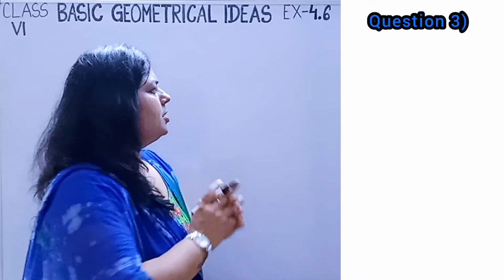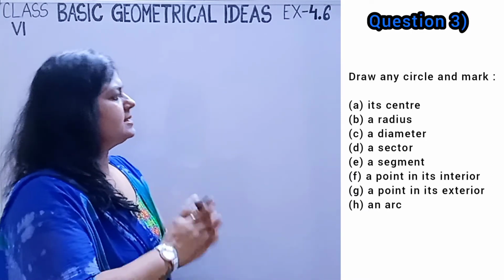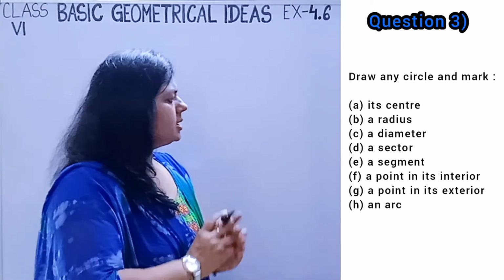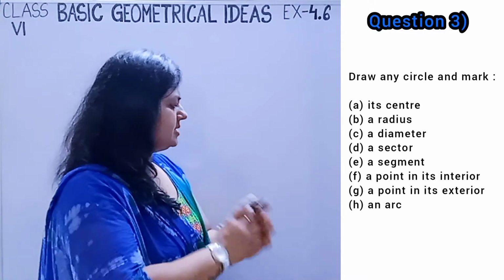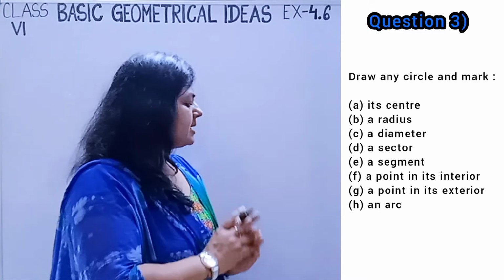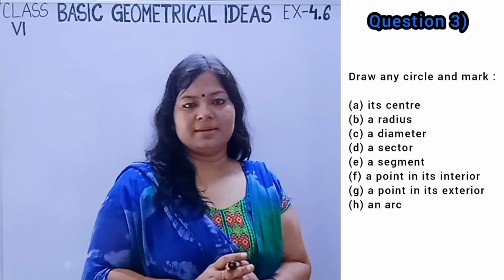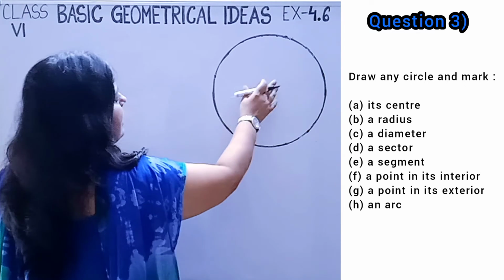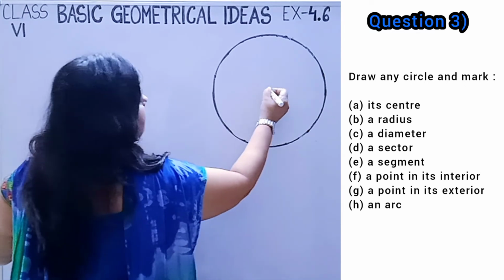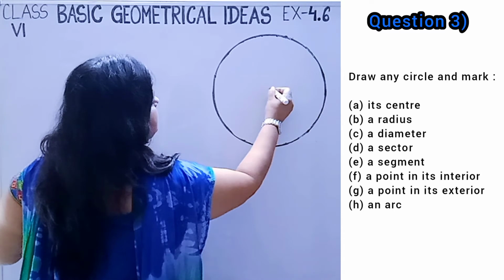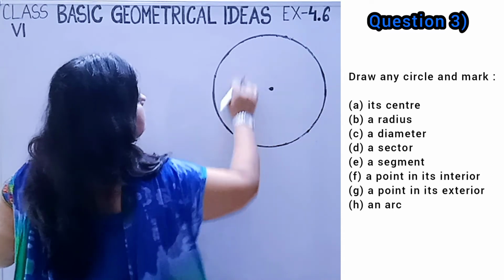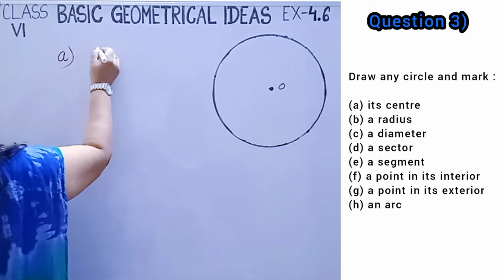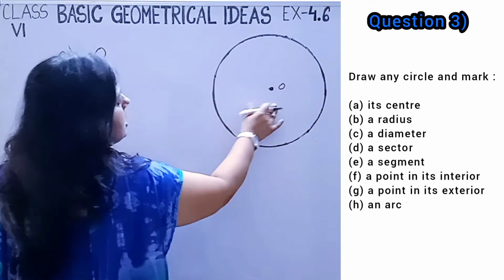Question number 3. Draw any circle and mark A, its center, B, a radius, C, a diameter, D, a sector, E, a segment, F, a point in its interior, G, a point in its exterior, H, an arc. Here I have already drawn a circle for you. The A part, its center. So we have to mark its center. And what is the center? The center is a fixed point of the circle. So I am naming it O. So A is O.